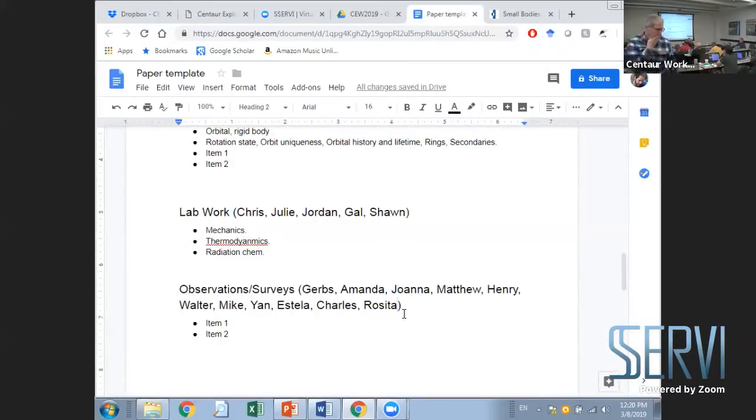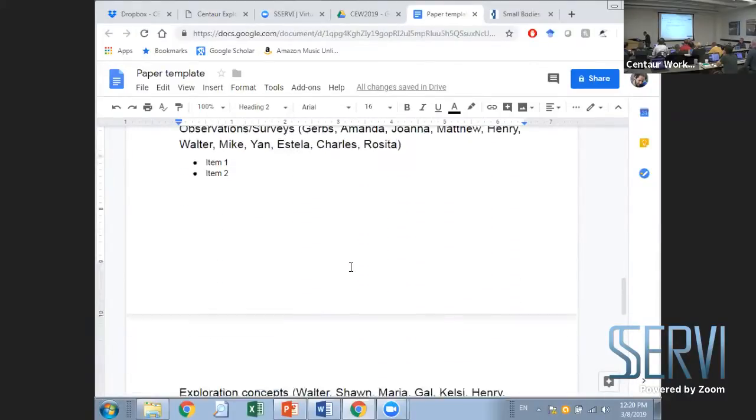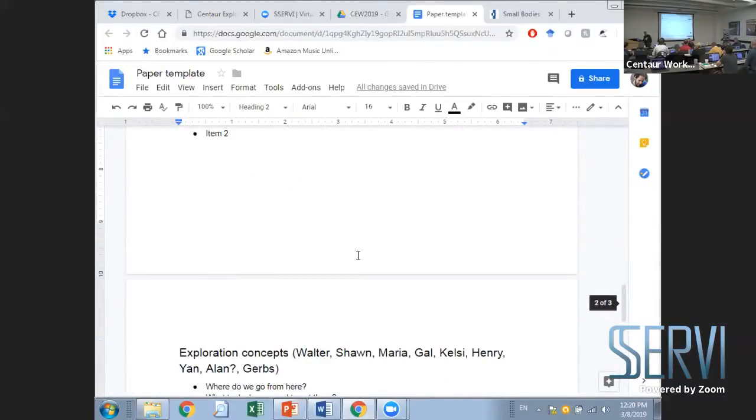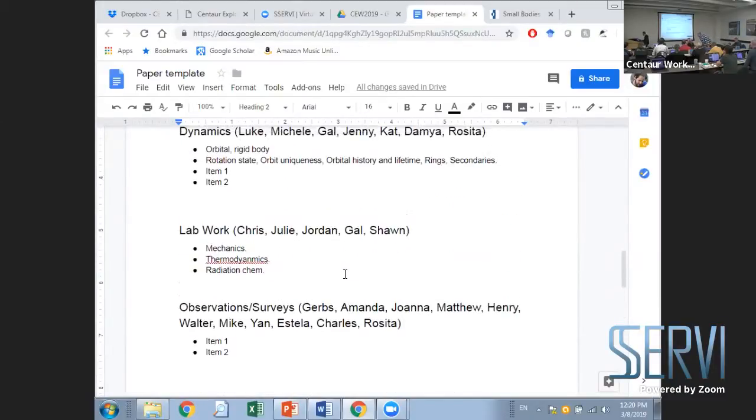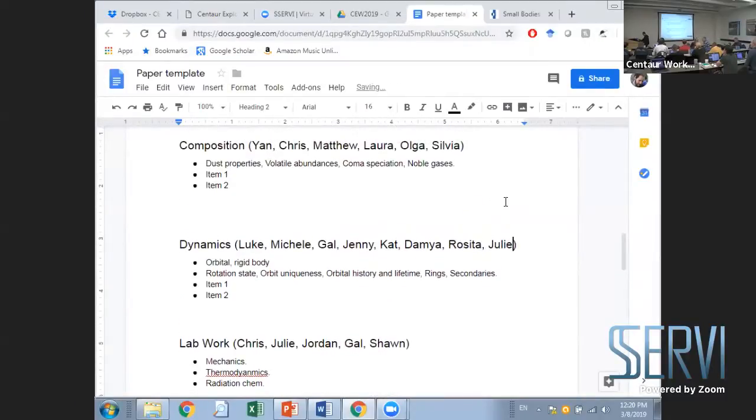Okay. Where did we have the rings? What about them? They're in dynamics. Yeah, that's right. What's written here doesn't mean that the rings have to stay in that section. We can make a good point for the rings also being part of structure. Gal. Yeah.